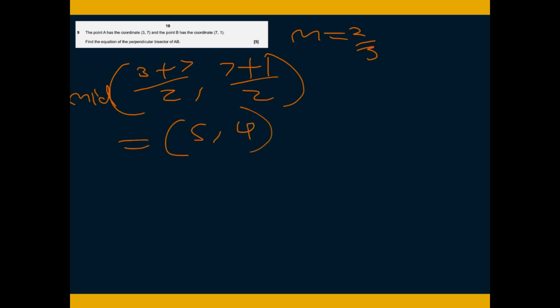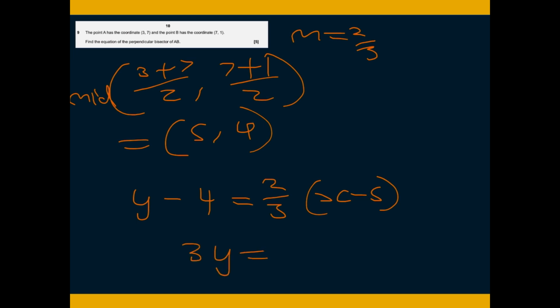Now, the equation of the perpendicular bisector we now know is y take y1, which is 4, equals 2/3 brackets x take 5. Now, Add Maths always wants 3 terms, so we have to rearrange this to get 3y equals 2x plus 2.